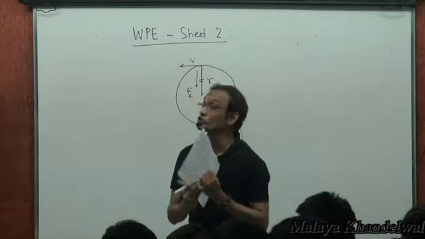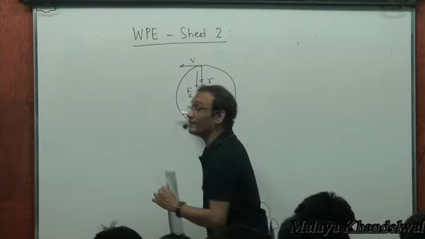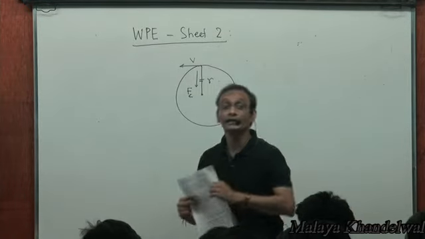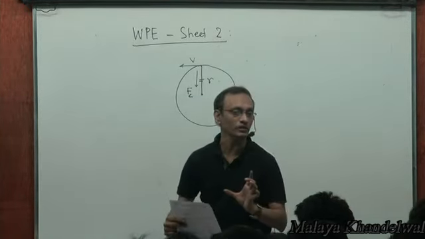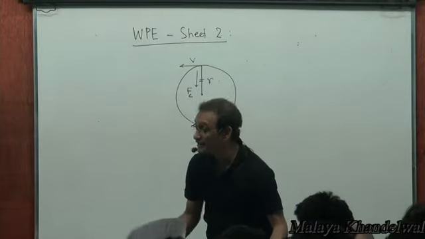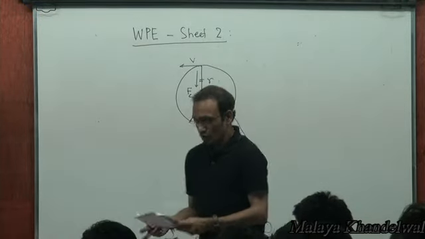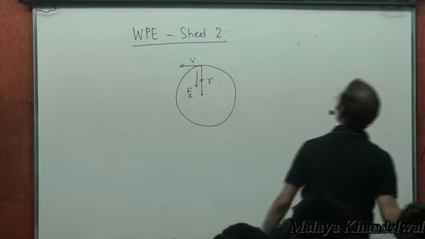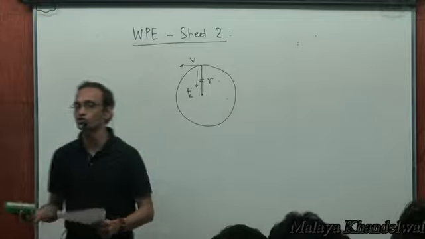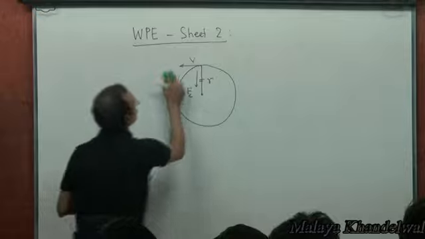This force will never change the kinetic energy of the particle. It will only change the direction of motion of the particle. Therefore, it will never do any work, right? Let's look at problem 2. So 0, work done by this force, centripetal force, is 0.